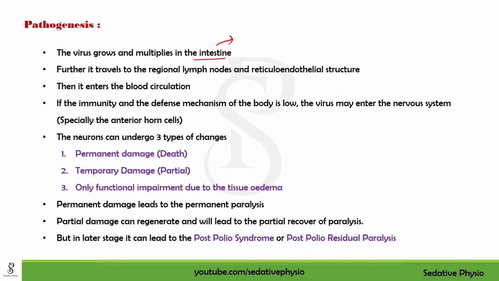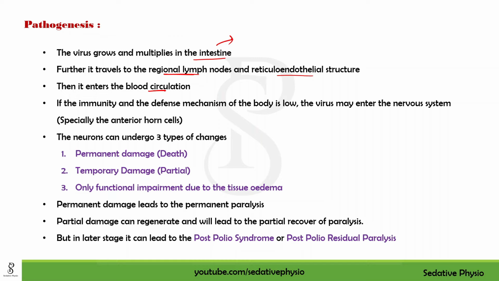After a particular growth and multiplication, the virus travels to the regional lymph nodes and the reticuloendothelial structure. If it goes to the regional lymph nodes, then the lymph nodes will also be damaged, and the reticuloendothelial structure too. After this, the virus enters the blood circulation. So this is just the pathway of the poliovirus, how it travels inside the human body. First of all, it enters the body either through the fecal-oral route or through the inhalation of droplets, and then it enters the intestine of the patient, where it takes some nutrition from the human body and starts to grow.